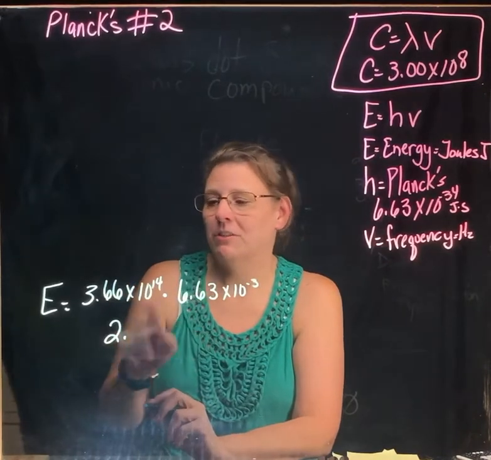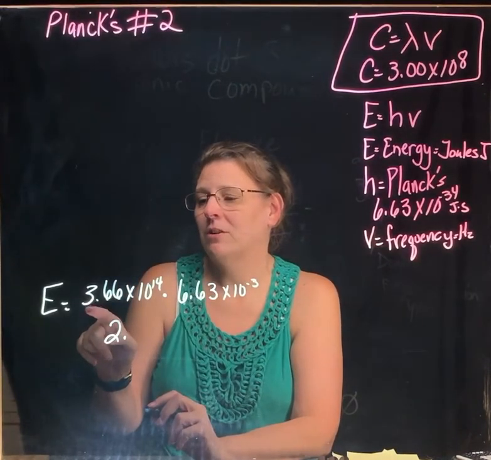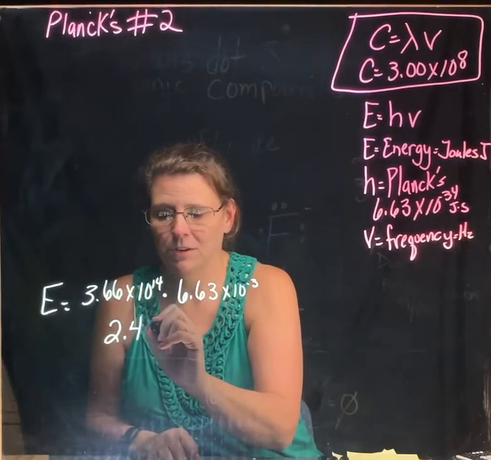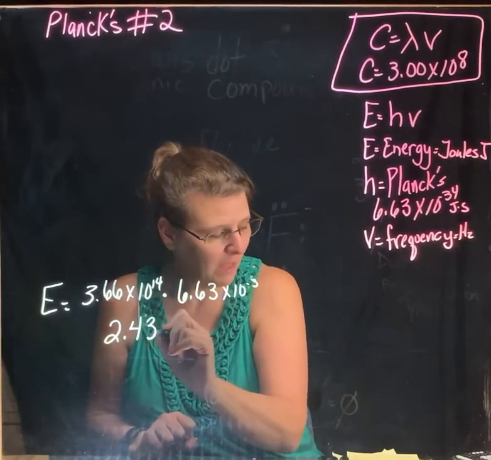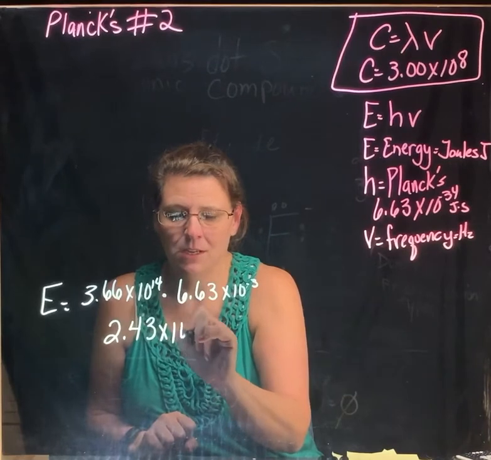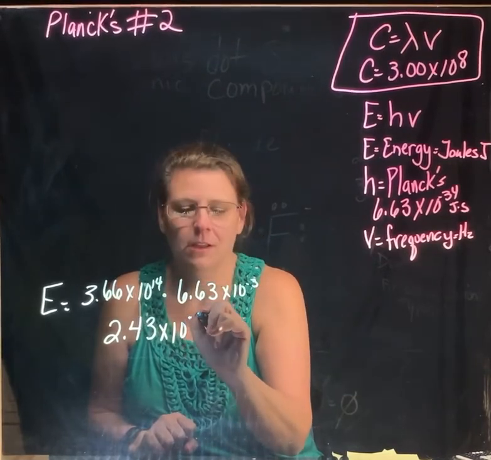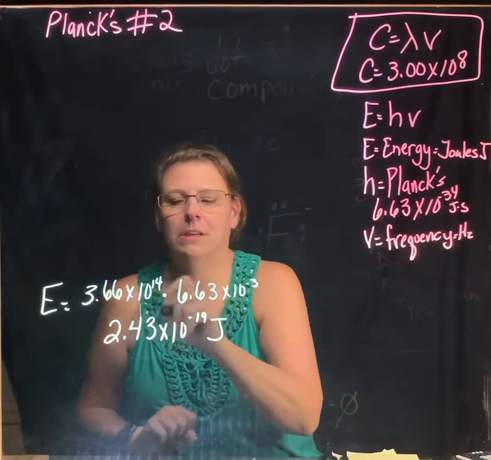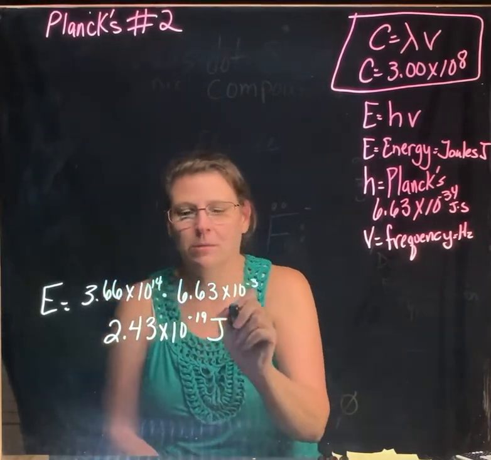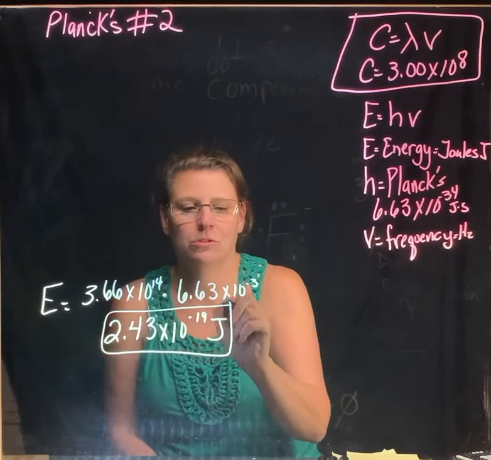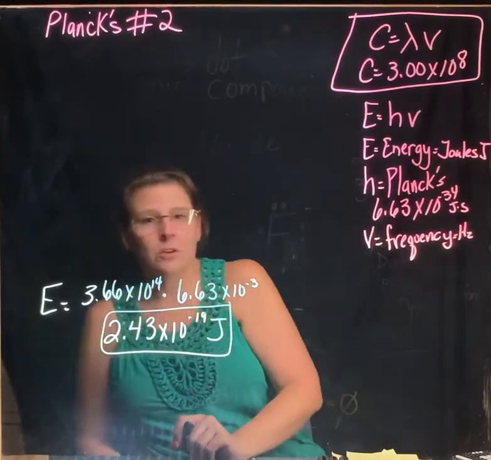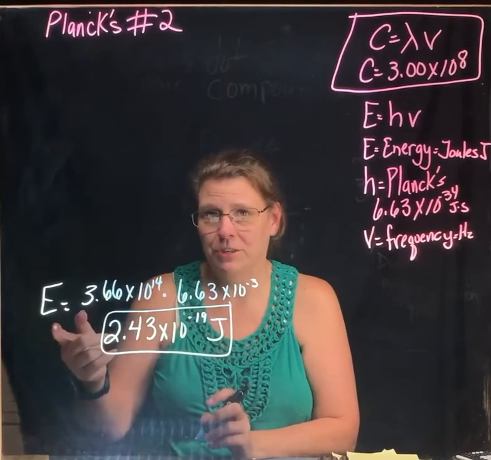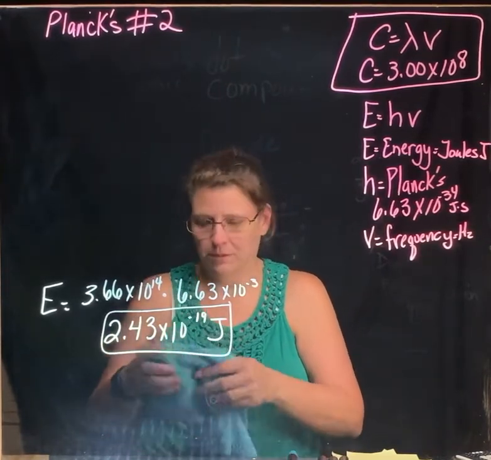When you plug this in your calculator, we need to know how many significant figures. I've got 3 here and 3 here, so I need 3 significant figures. So I'm going to round this to 2.43 times 10 to the negative 19, and I'm going to put joules. Why? Because the units cancel out, and we know that energy is in joules. So far, not so bad, right? We're just going to multiply because that's what we do to find energy. Let's do another one.